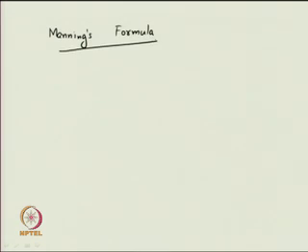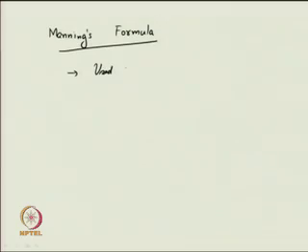Now, the next relationship which we are going to study is Manning's formula. So, we had derived the Chezy equation. Similarly, Manning's equation is also there to compute your velocity for a uniform flow. So, this relationship is used to compute velocity in uniform flow.